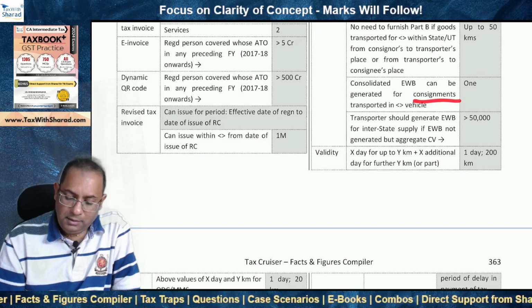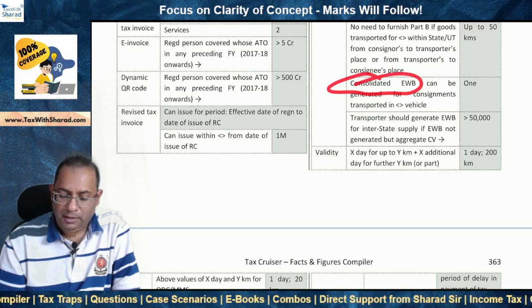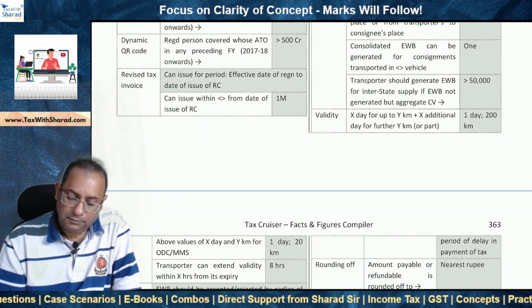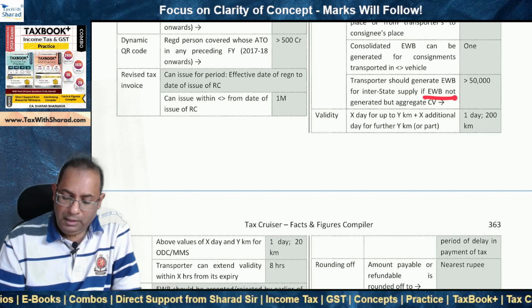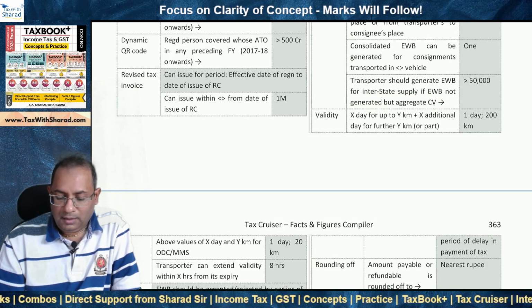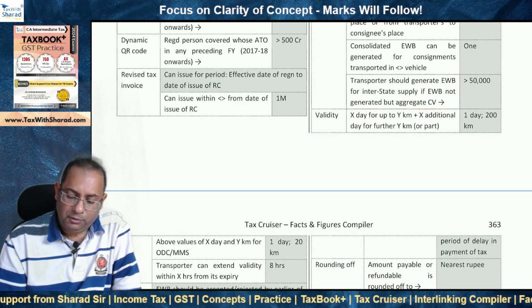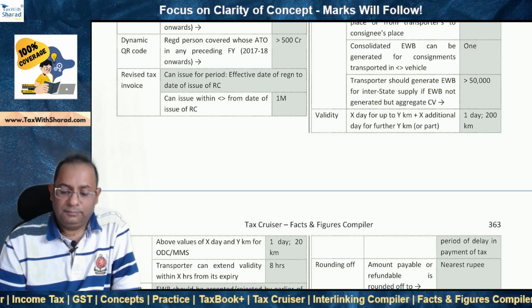If consignments are transported in one vehicle, then consolidated e-way bill can be generated for those consignments. If there is interstate supply and if e-way bill has not been generated, but the aggregate consignment value is more than 50,000, then the transporter should generate e-way bill for such consignments.